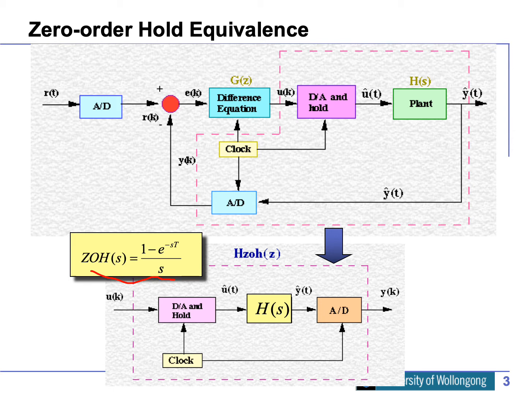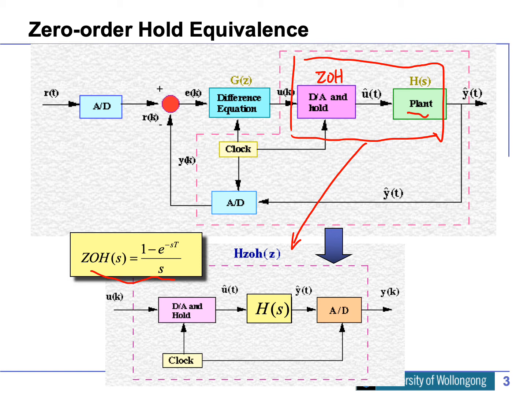How do we use it? What we do is combine this zero-order hold transfer function and the transfer function of the plant, these two together, as a transfer function in the Z domain. We call this whole thing H_ZOH(z). The plant is H(s), and this transformation, including the zero-order hold, is in the Z domain. So this whole block becomes a transfer function in the Z domain.